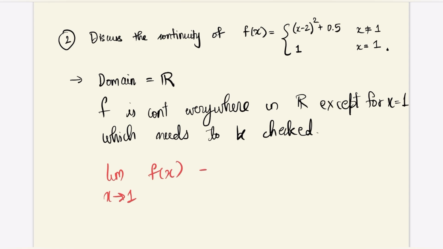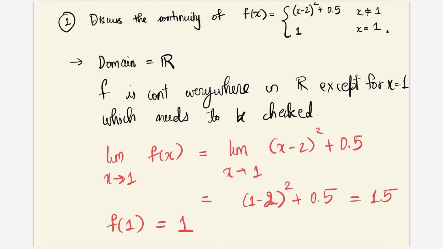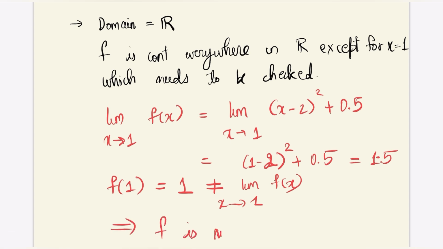So the limit of the function as x tends to 1 is simply x minus 2 the whole square plus 0.5 with 1 substituted over there. So you get 1 minus 2 the whole square plus 0.5, which is minus 1 the whole square plus 0.5, which is 1 plus 0.5, which is 1.5. Let us also check the second point of the definition of continuity, which is f of 1. F of 1 is simply written as 1 over here, as we have seen, which means that this is not equal to the limit of the function f of x as x tends to 1, which means that the function is not continuous at x equal to 1.